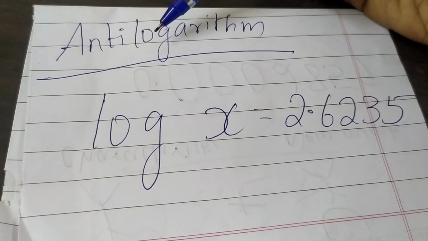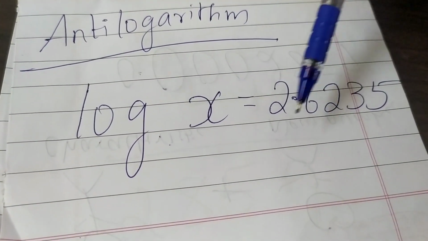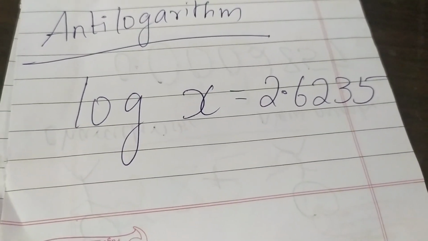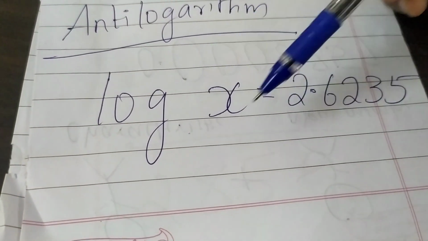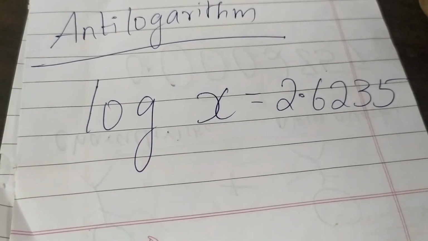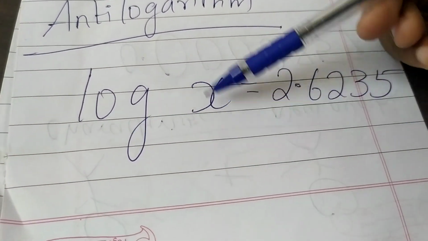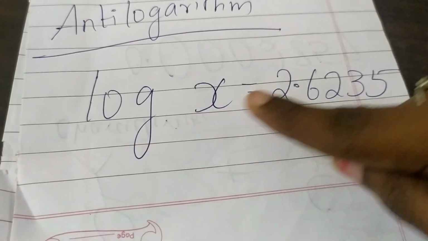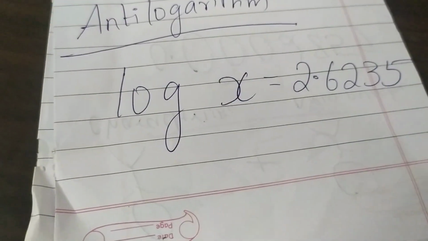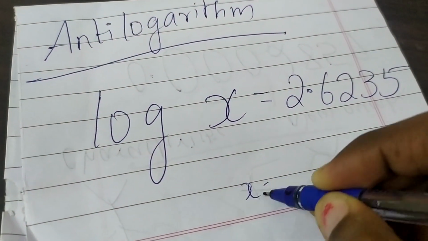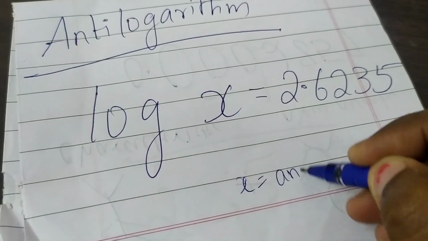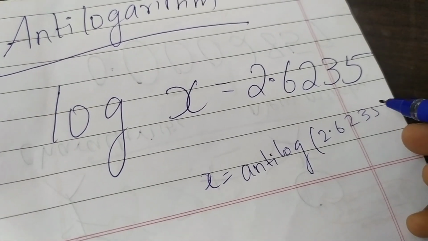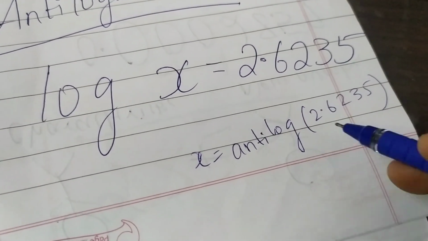So here the format of finding the antilogarithm is log of x is equal to some number like 2.6235. Here the basic format is log of some number will give you some number. The thing is we are going to find that number. So the format is log x is equal to 2.6235. What would be the next step? x is equal to, when log comes this side, it becomes antilog. It becomes antilog of 2.6235. So we have to find antilog for this number.